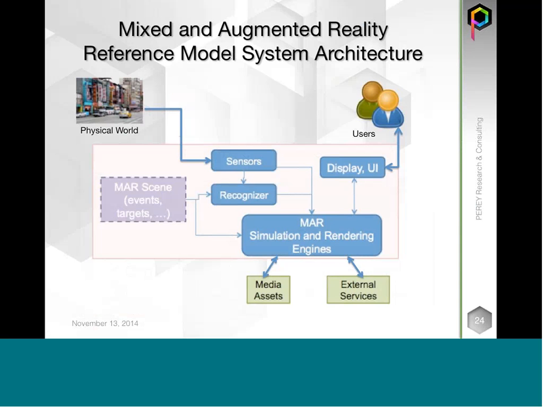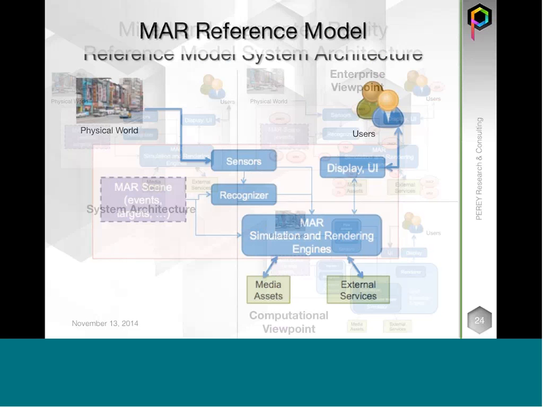The mixed and augmented reality reference model proposes a system architecture that I show on this slide. So the system starts certainly with the physical world, and the user is in the physical world. There are sensors that are detecting the conditions in the context of the user. The user has an interface and a display. And within this rose-colored box are the scene, the recognizer, simulation, and rendering engines. And these make use of media assets and other external services. Now, this describes only what happens during the detection of the context and the delivery of the experience.